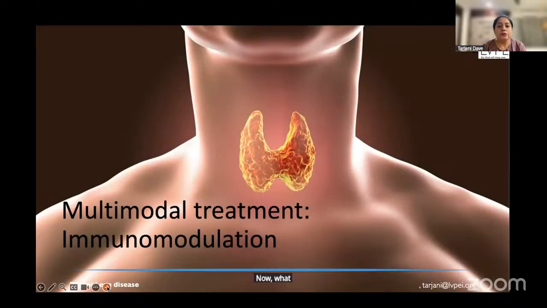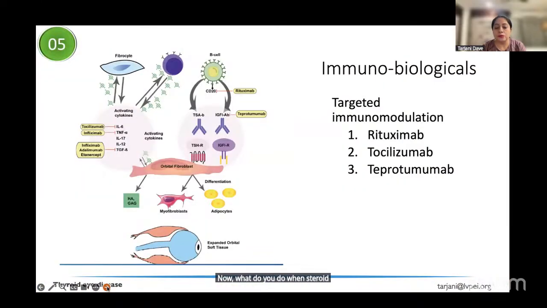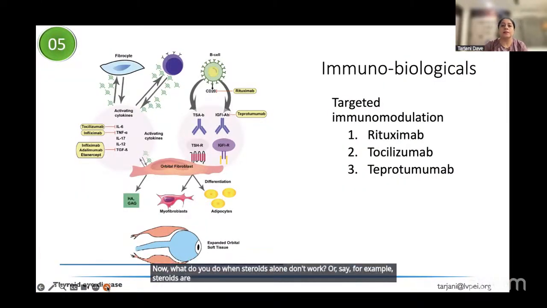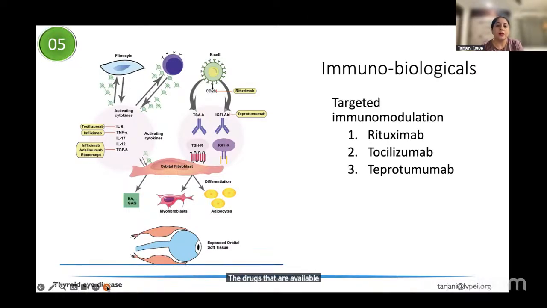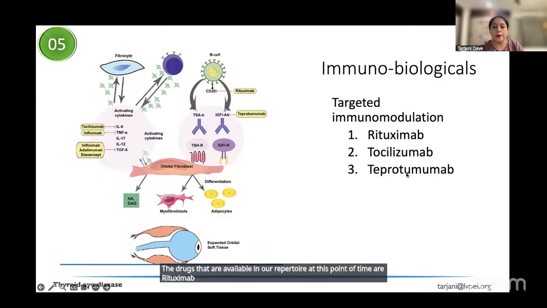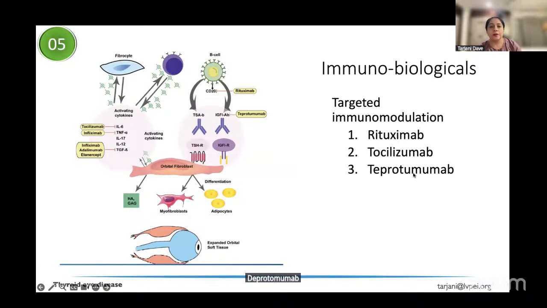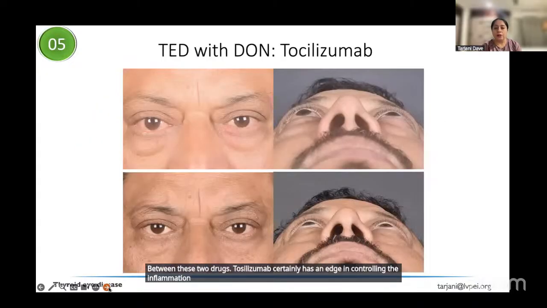Now, what do you do when steroids alone don't work? Or say, for example, steroids are contraindicated in a patient. The drugs that are available in our repertoire at this point of time are rituximab and tocilizumab. Teprotumumab is not available in India at this point of time. Between these two drugs, tocilizumab certainly has an edge in controlling the inflammation of thyroid eye disease.